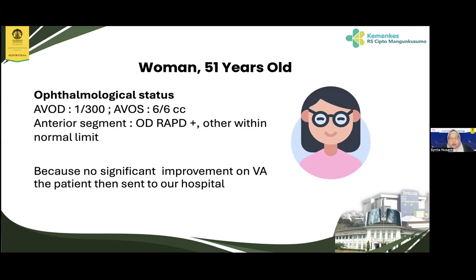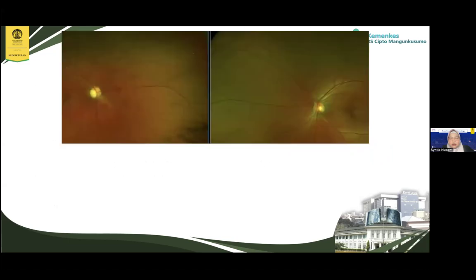From the ophthalmological status, we found that the visual acuity is hand movement on the right eye, and 6/6 on the left eye. We found RAPD and the others within normal limits. Because of no significant improvement of visual acuity, the patient was then sent to our hospital. This is the fundus photograph in our hospital. We can see here that there is optic atrophy on the right eye.